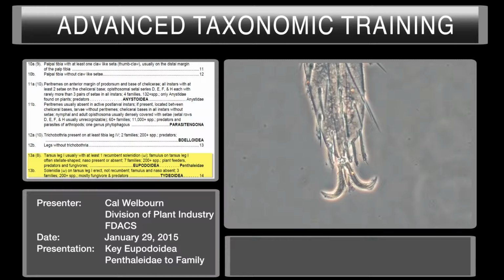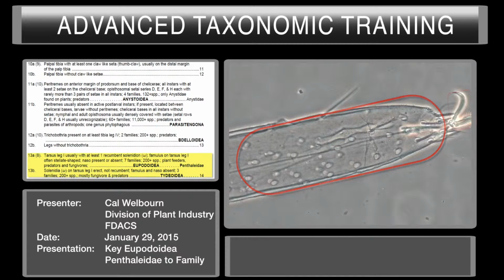Tarsus leg 1 usually with at least one recumbent solenidion, famulus on tarsus leg 1 often stellate shaped, naso present or absent, versus solenidia on tarsus leg 1 erect, not recumbent, famulus and naso absent. So we're going to move back to leg 1. We'll probably go back to oil. This is the distal end of tarsus leg 1. There's your pretarsus. And I mentioned before that these are solenidia here. Let's go to oil and look at them in more detail.